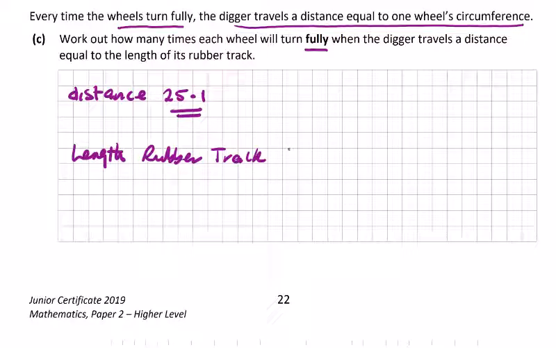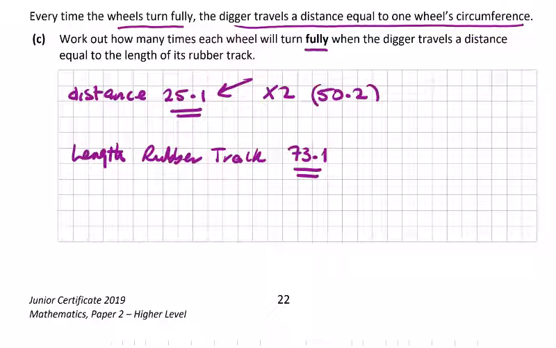We got that to be 73.1. So we want to know how many times each wheel turns fully when it travels this distance of 73.1. Well, when it turns around twice, it's going to be 50.2, 25.1 by 2. Three times would be 75, so just slightly less than 3. So we'd have to divide the 73.1 by the 25.1 to find out how many times it turns. It's going to be 2 point something.